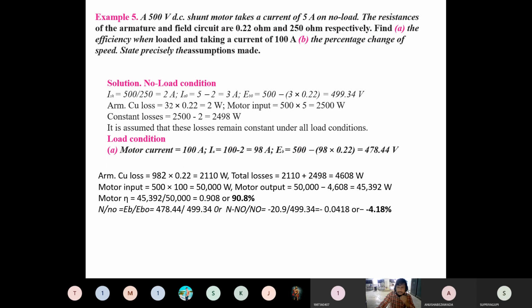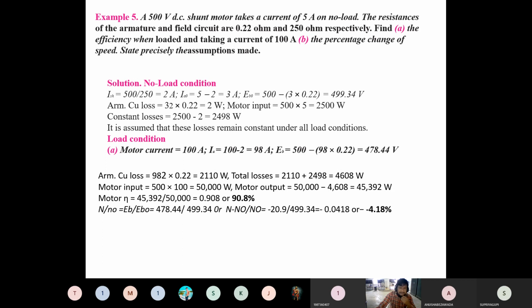First of all, we have to find the shunt field current. ISH is equal to V by RSH. So that is V, 500 volts, by RSH, 250 ohms. So ISH is equal to 500 by 250, that is 2 amperes.